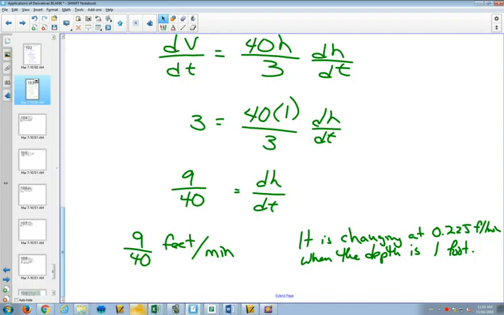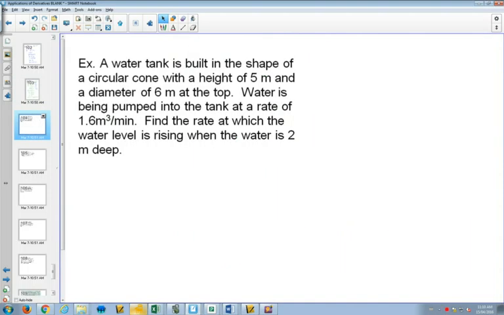Okay, I'm going to get you guys to try this one on your own. I'll come around and help you with formulas if you can't remember them. Draw a picture to begin with.